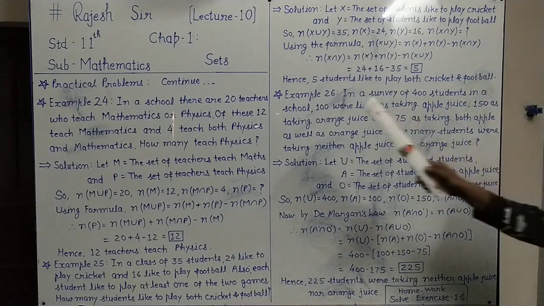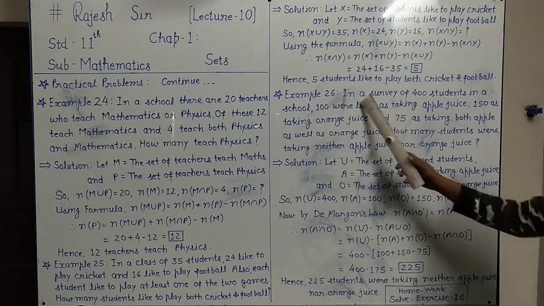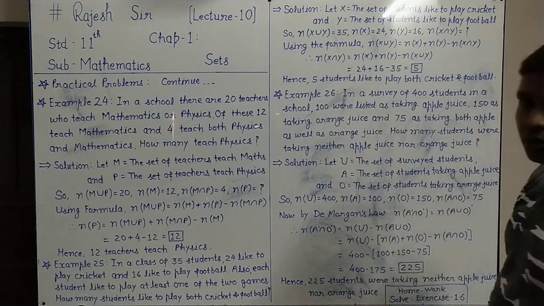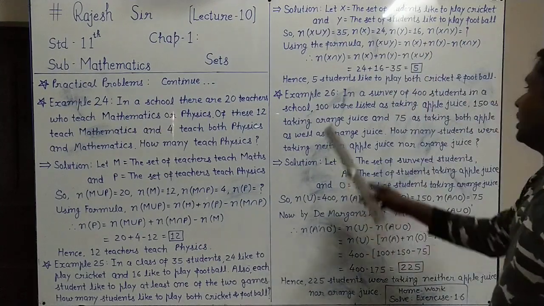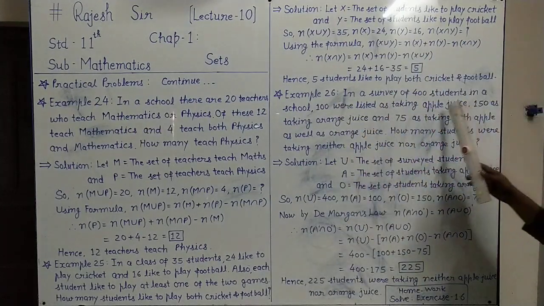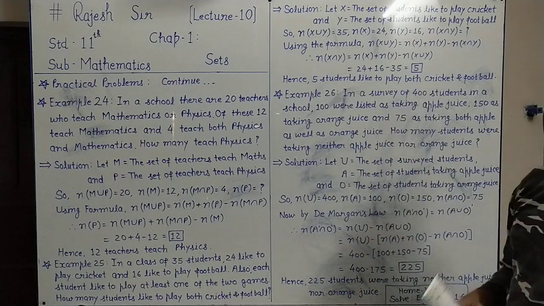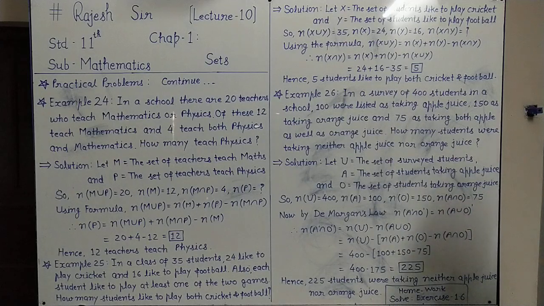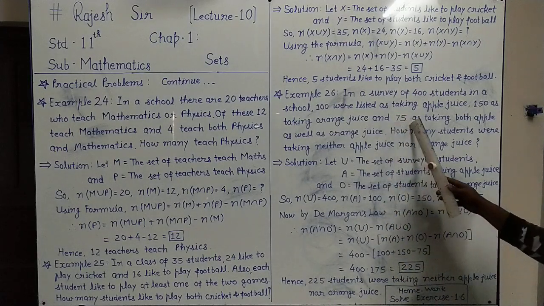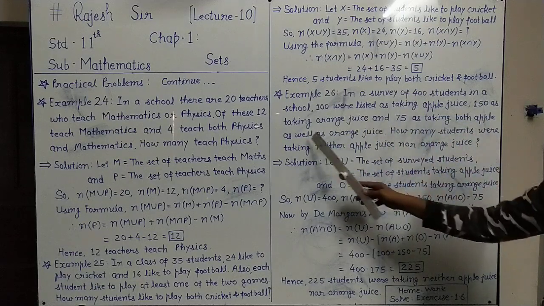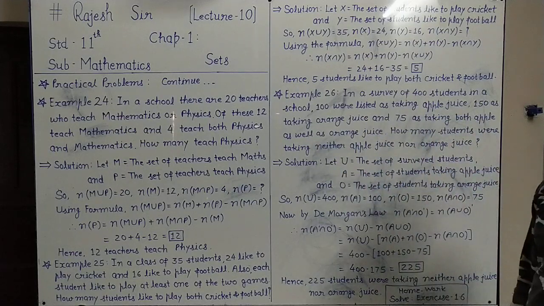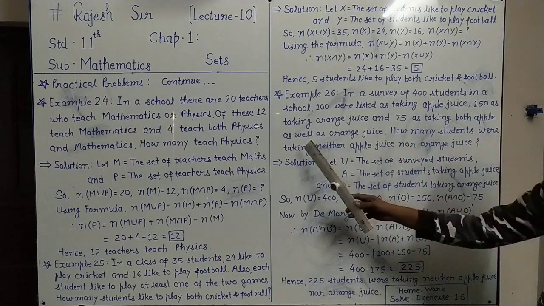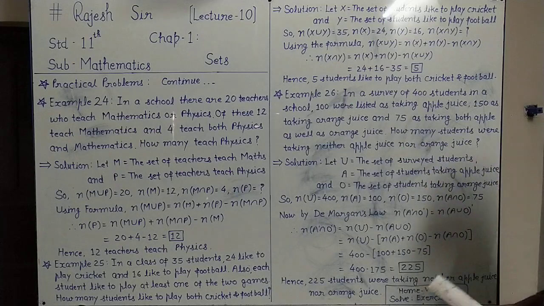Next example, 26. In a survey of 400 students in a school, 100 were listed as taking apple juice, 150 as taking orange juice, and 75 as taking both apple juice as well as orange juice. How many students were taking neither apple juice nor orange juice? That we have to find out.